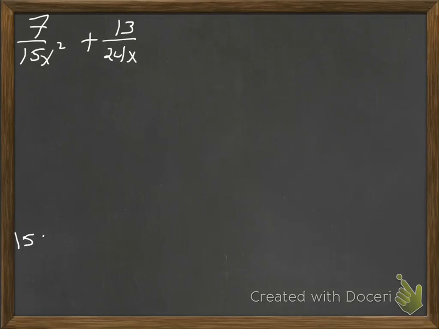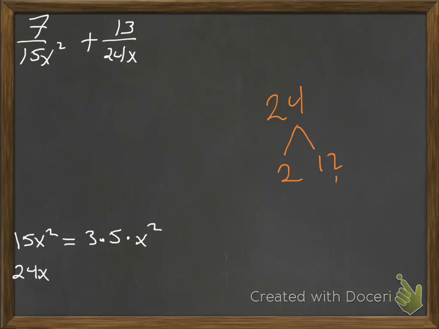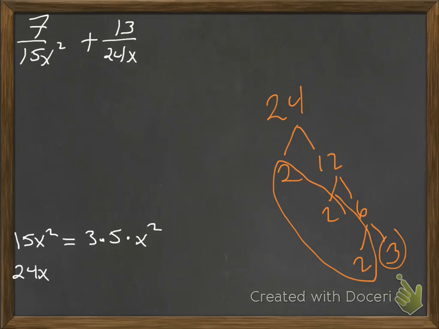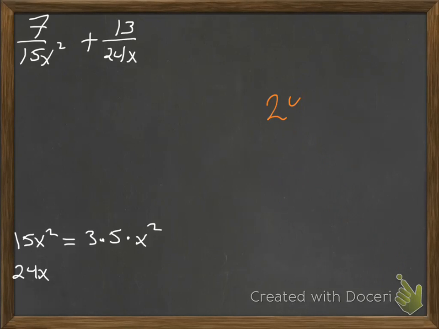So what I'm going to do is say, well, 15x squared, 15 is 3 times 5, and then times x squared. 24, if I do my little factor tree, 24 breaks down into 2 and 12, breaks down into 2 and 6, breaks down into 2 and 3. So here I would have 2 to the third times 3. So 24x is 2 to the third times 3 times x.